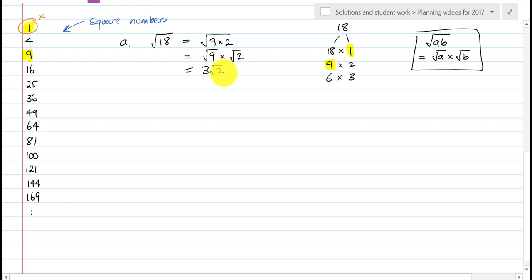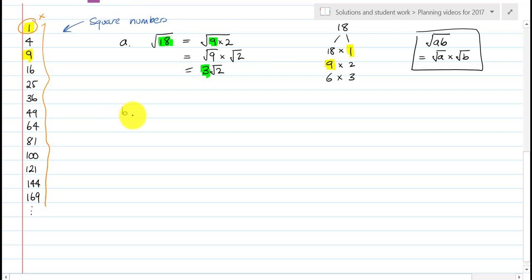So the rule here is if you're trying to simplify surds, you really want to get the original number, in this case 18, and find square factors, because square factors will do this. And that's why this list is so important, because they're our square factors. We're looking for those numbers as factors of the bigger ones. Let's have a look at another example.